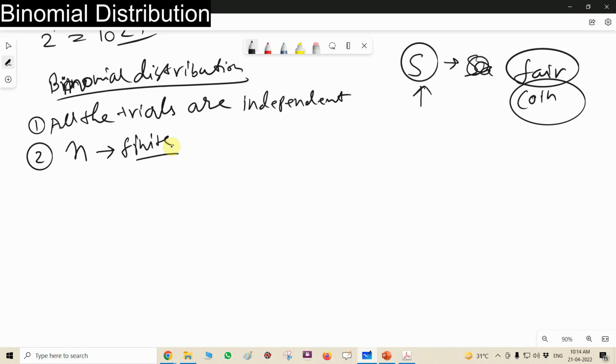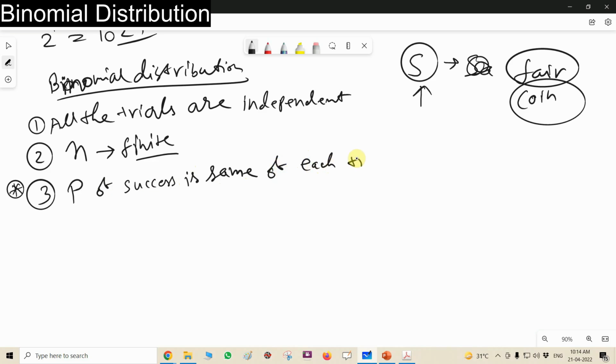Third point is very important here. That's the key difference between the binomial and Poisson. The probability P of success is the same for each trial. Did you understand this? Write this down: the probability P of success is same of each trial. Remember and understand this point, because we will discuss it again in Poisson.